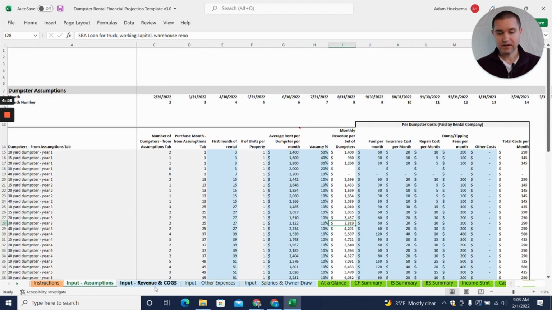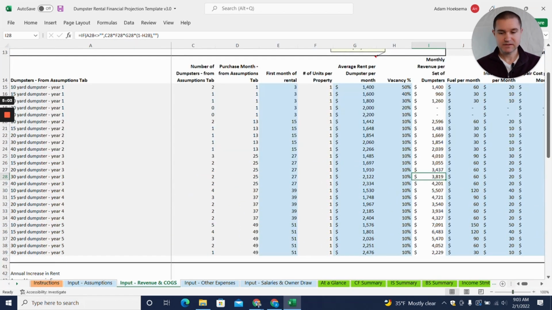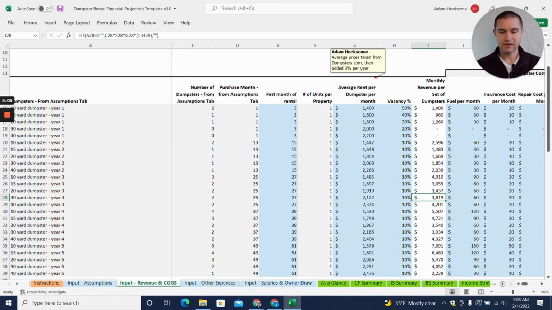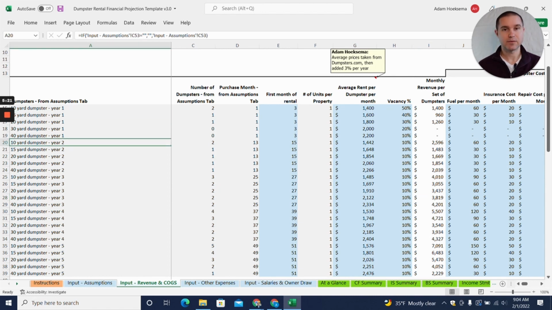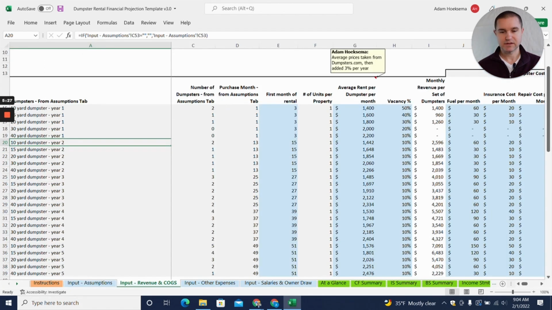Now, on the input revenue tab, this is piping in the dumpsters from the tab I just showed you. It's piping those all in. And then over here, well, I should mention that only the cells in blue are the cells that you want to change. So if it's not in blue, it means that data is coming from somewhere else and you don't want to overwrite that. See, this data is coming from the Input Assumptions tab. So on this tab, you'll only want to change the cells that are in blue.